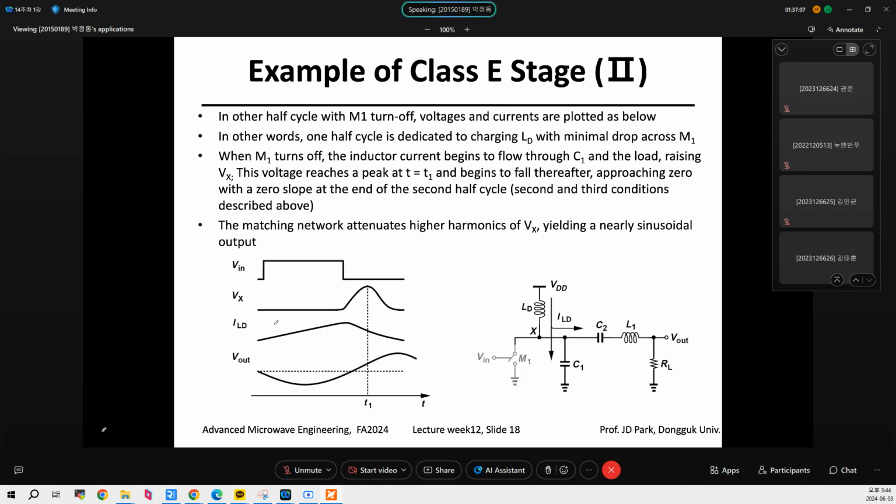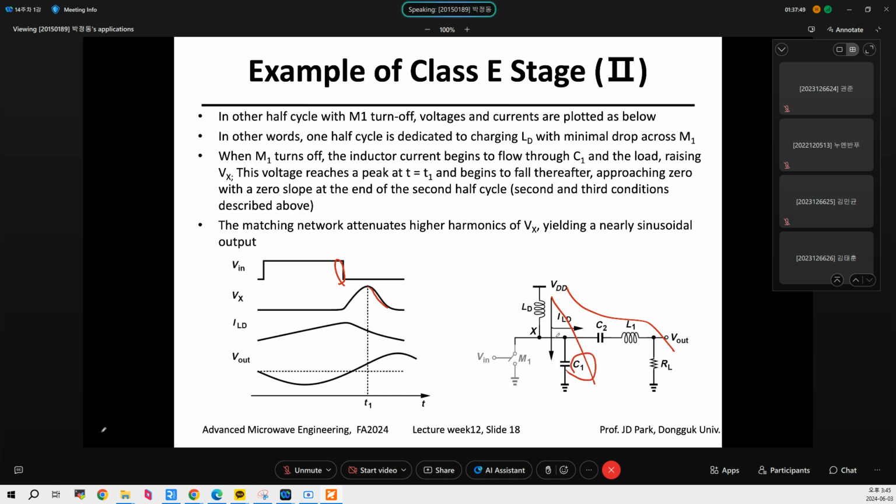In half a cycle, with M1 turning off, previously M1 turned on, the voltage and currents are plotted as below. As can be seen, since this is turned off at this point, Vx starts to charge, so Vx starts to increase at a certain point, and because this is a second order resonance circuit, it should decrease again through this C1.